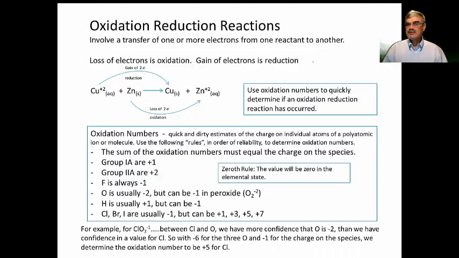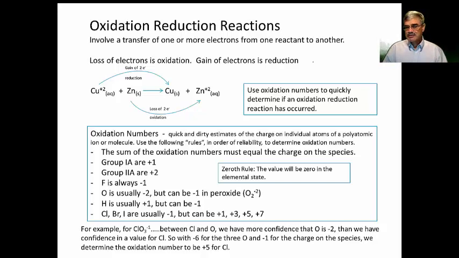The third possible type of exchange reactions are what we call oxidation-reduction reactions. In this case, the transfer is actually a transfer of electrons from one reactant to another. Now, you've probably heard the mnemonic, LEO says GER: loss of electrons is oxidation, and gain of electrons is reduction, right? That's a good way to remember what's happening.